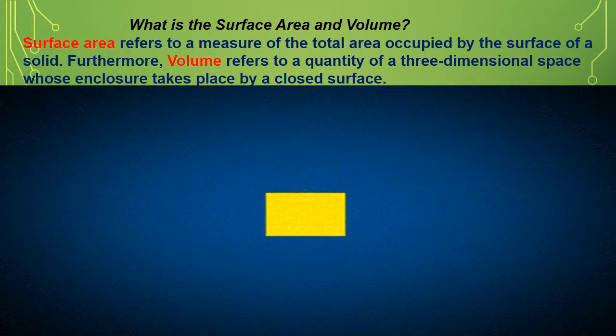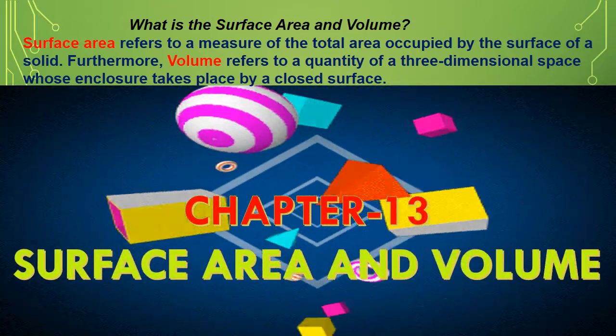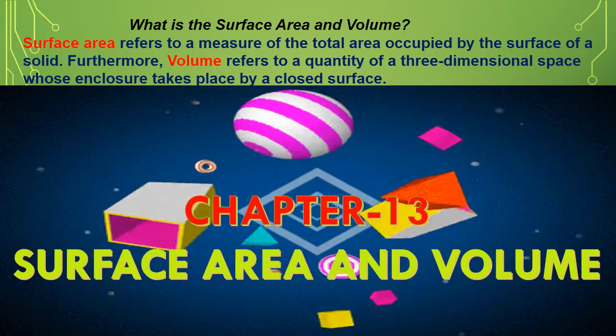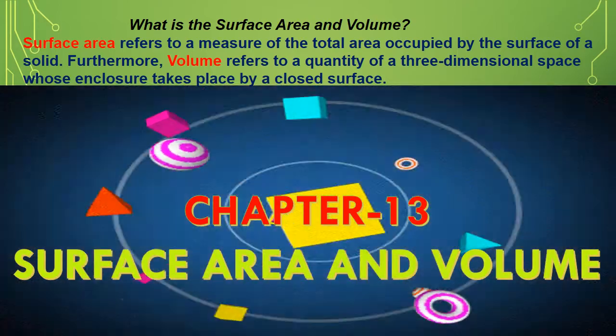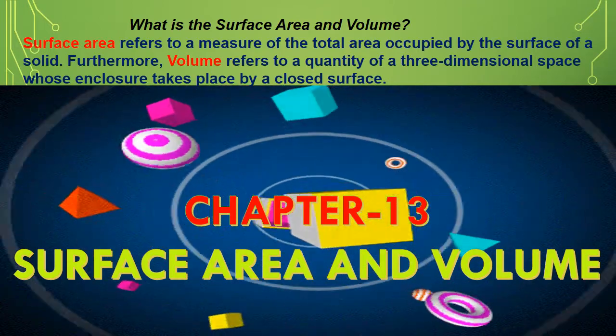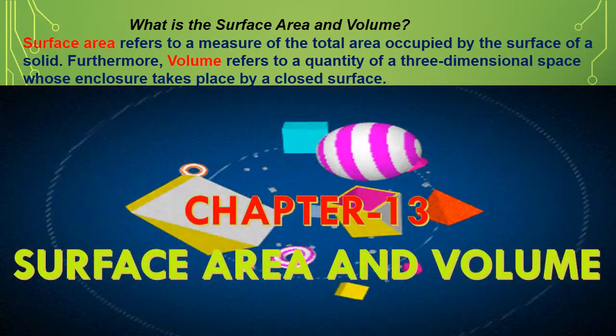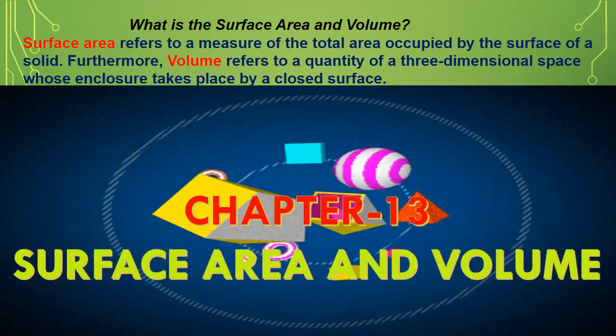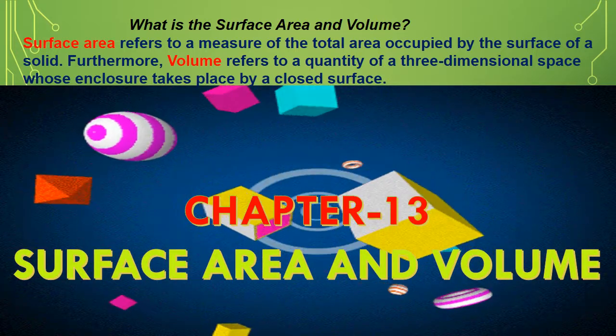In today's lecture, we'll discuss basic concepts related to chapter number 13, that is surface area and volume. As you know students, you are already familiar with some of the solids like cube, cuboid, cylinder, cone, sphere and hemisphere, and you know how to calculate their surface areas and volumes, right?